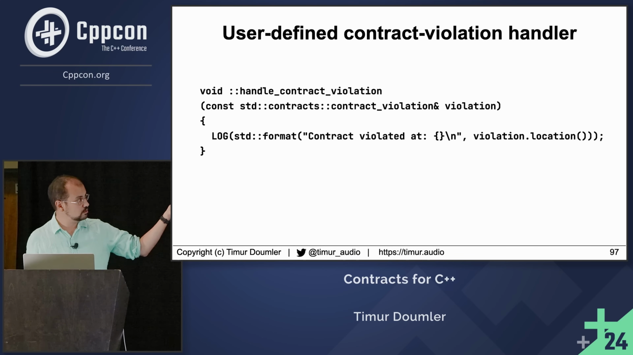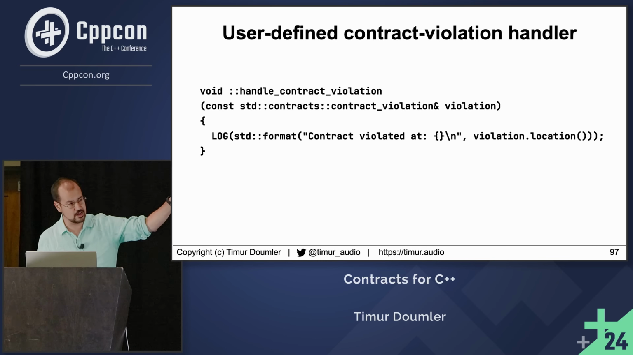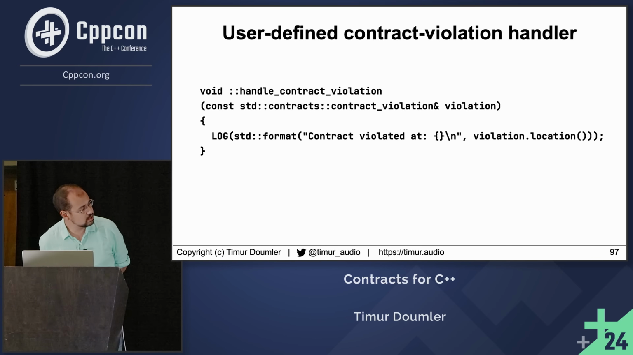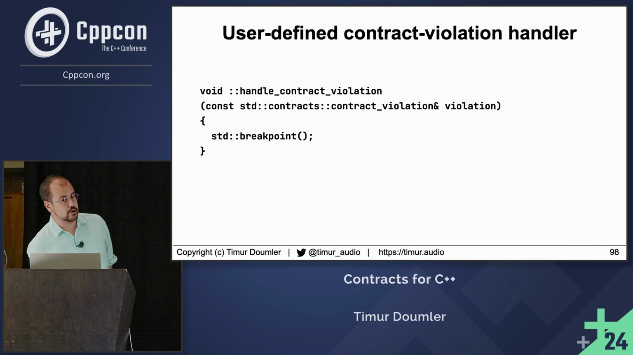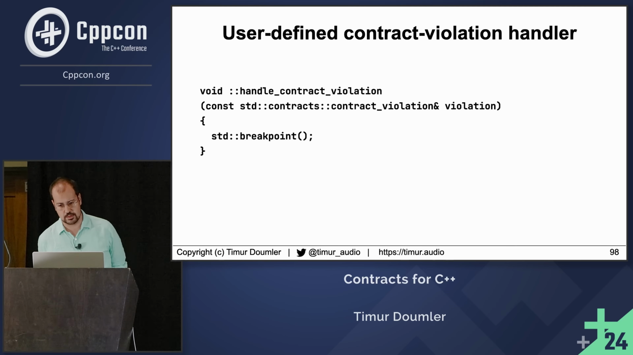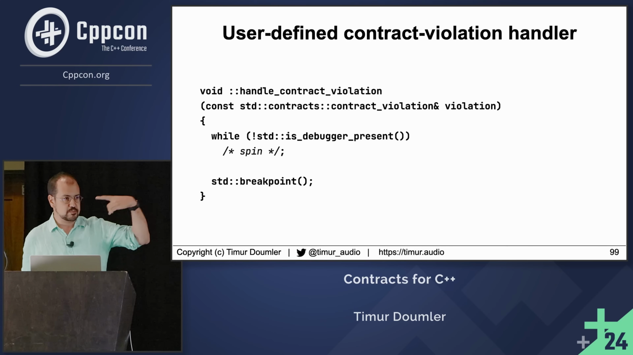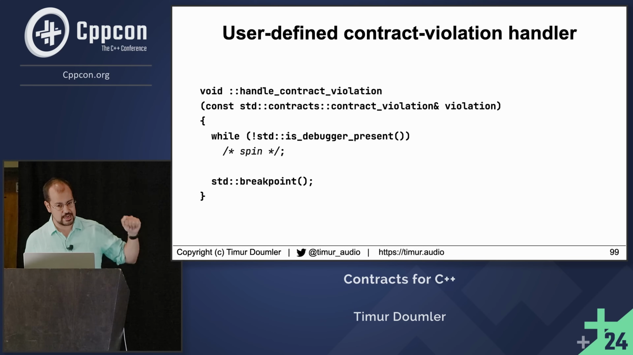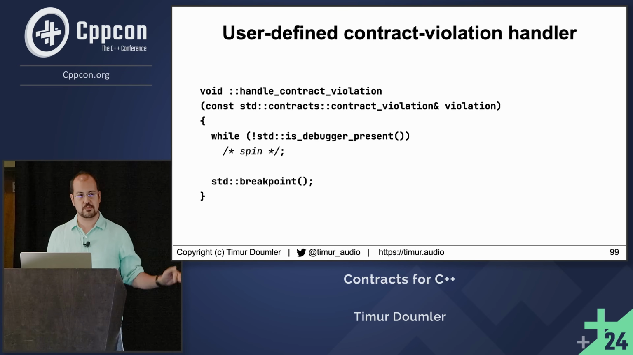You can define your own, and you can do whatever you want in it. It gets this one parameter here, which is the contract violation object, which tells you what went wrong and how. And you can log, for example. You can trigger a breakpoint. That's useful when you have a debugger. That's another feature we're going to get in C++26. You can do more interesting stuff. You can spin or put the thread to sleep or whatever until a debugger is attached, and then you can trigger a breakpoint. This is something that custom assertion macros do today.